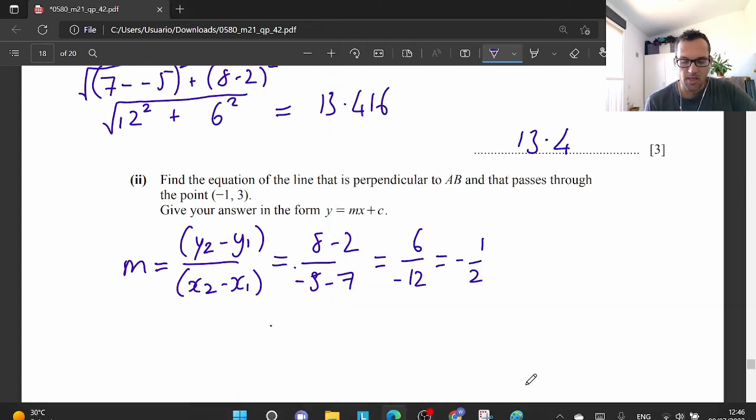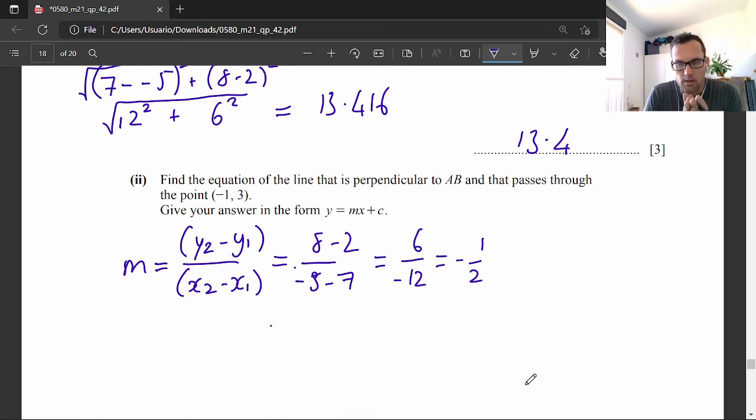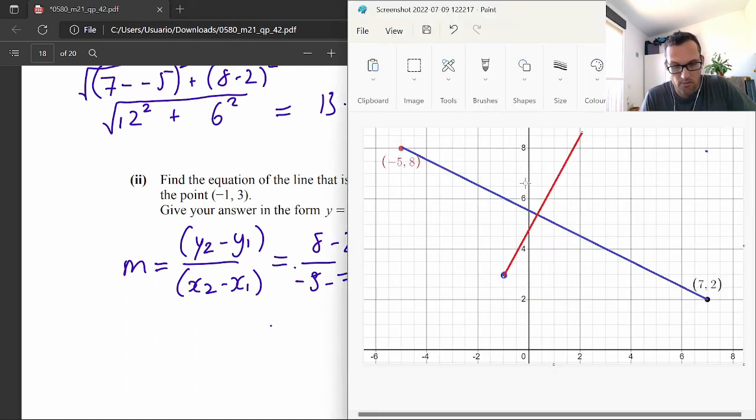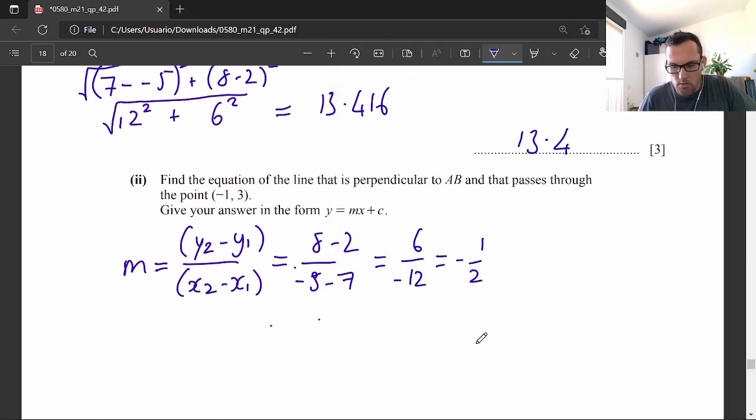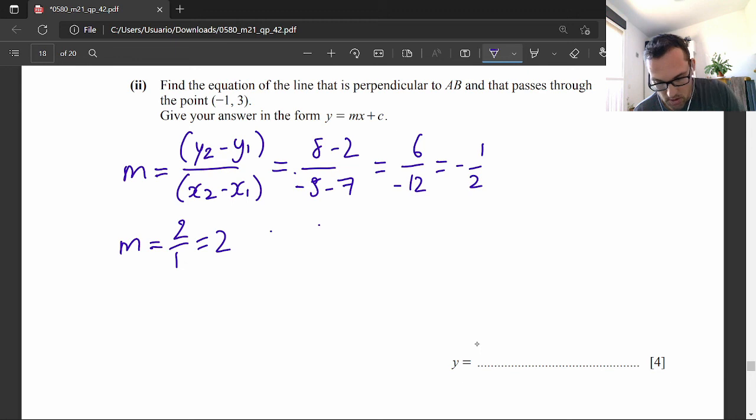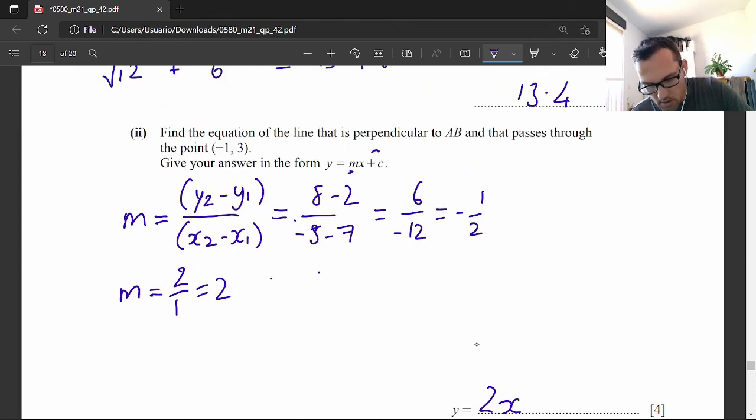Right, now, a perpendicular line means going to a 90-degree angle. What happens to the gradient? First of all, you'll notice the gradient changes from negative to positive, and also we invert it. Where we used to go 2 squares to the side and 1 up, now it's the opposite. So the gradient of our new line would be positive, and it would swap to 2 over 1, which gives a gradient of 2. So we can actually start writing our equation now. That's y = 2x, as the m value indicates the gradient. What we need to find now is the plus c.